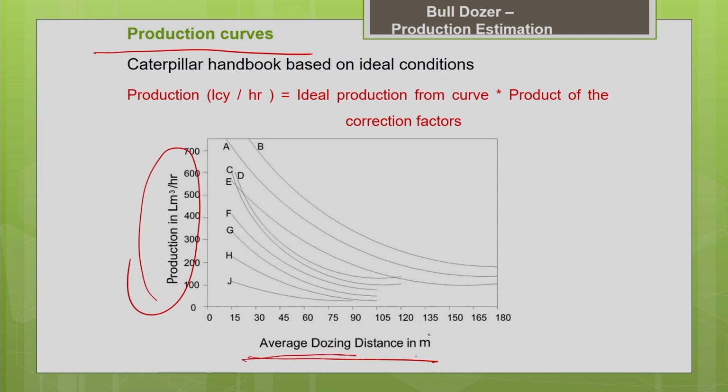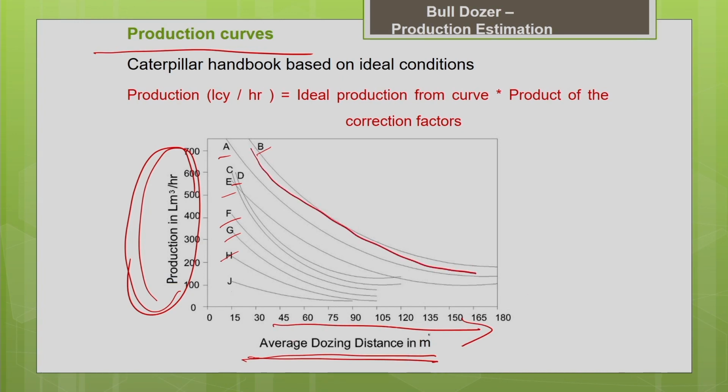You can see these production curves show the relationship between the dozing distance and the production. You have the average dozing distance in meters on the x-axis, and the production in loose cubic meter per hour on the y-axis, and all these lines refer to different models of machine produced by the manufacturer. So, A, B, C, D, you can correspondingly look into the model. As the dozing distance increases, your productivity is getting reduced.